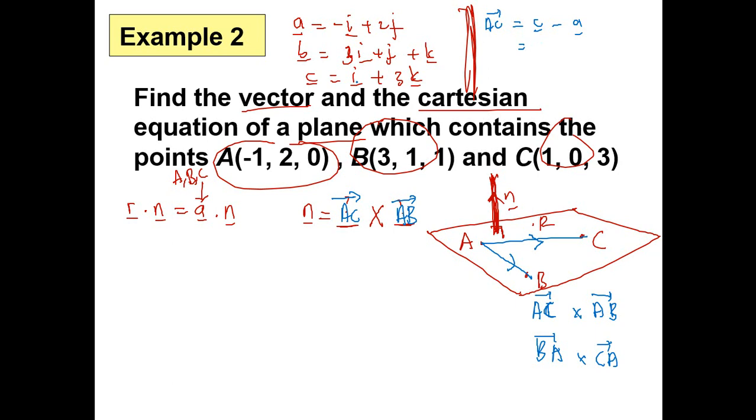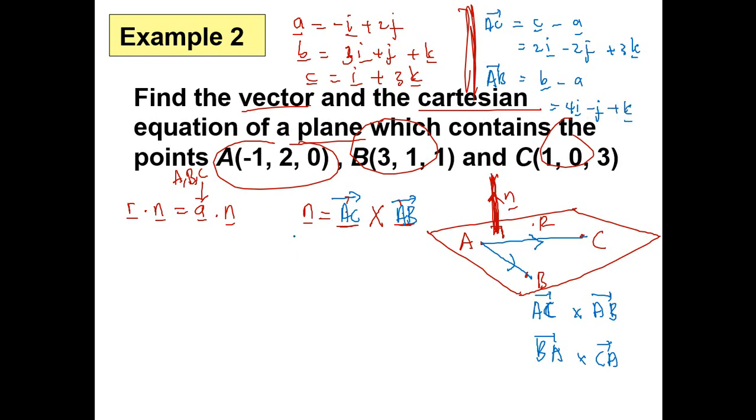i minus i, so 2i. Minus 2j. 3k minus nothing, so plus 3k. This is vector AC. Then find vector AB, which is B minus A. 3i minus negative i is 4i. j minus 2j, that is negative j, plus k.